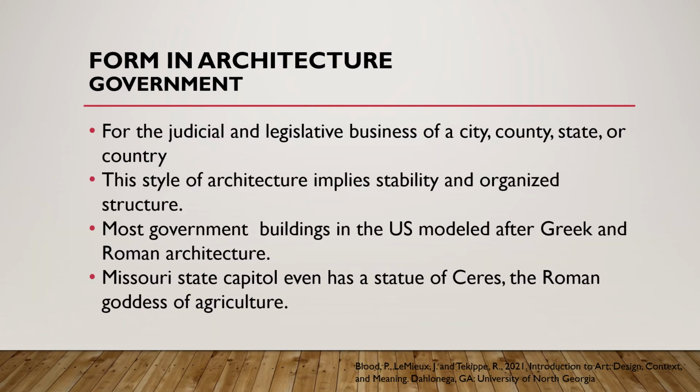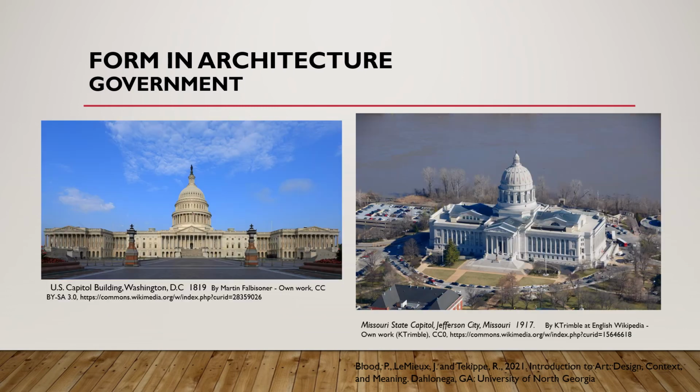Government buildings were built to house the judicial and legislative works of a city, state, or country. Many ancient government buildings were also social gathering places. In the United States, most government buildings follow the architectural style of the Greeks and the Romans. The classical stone facade, very symmetrical and grand, implies sturdiness and solidity.